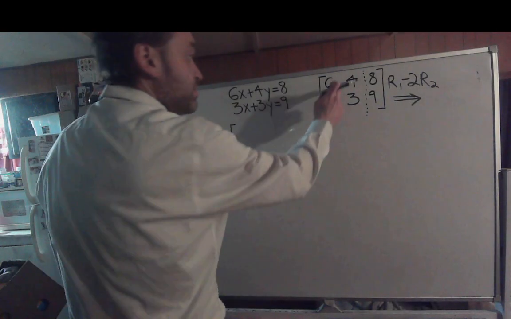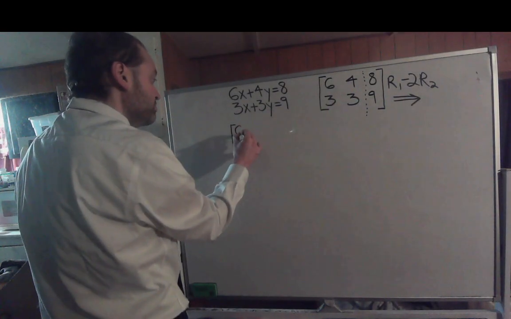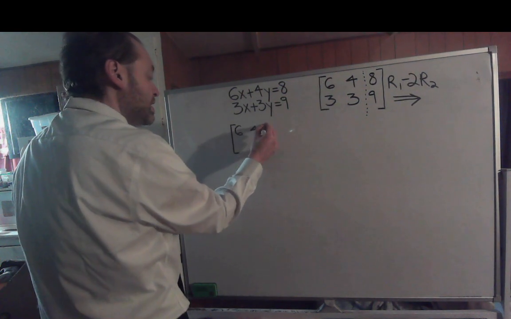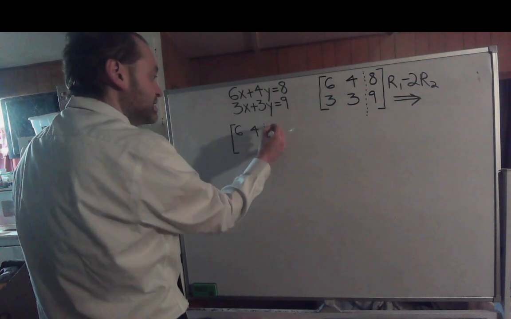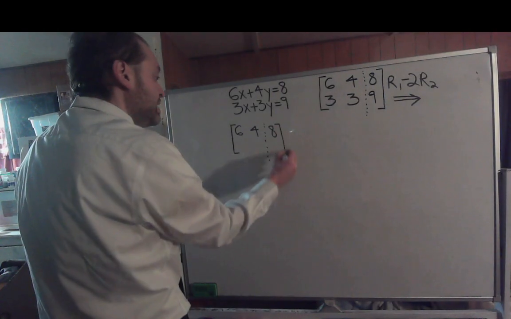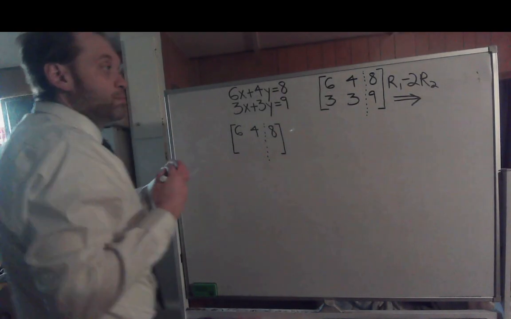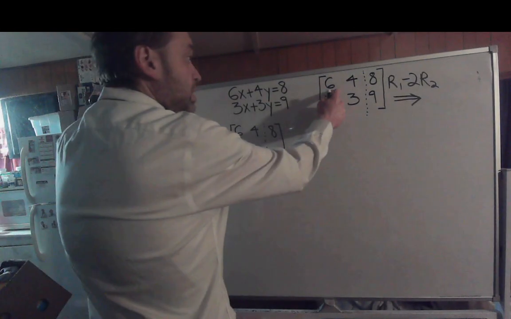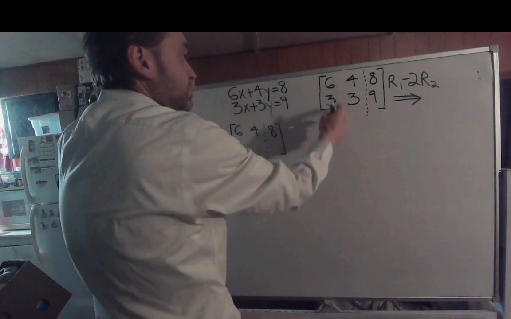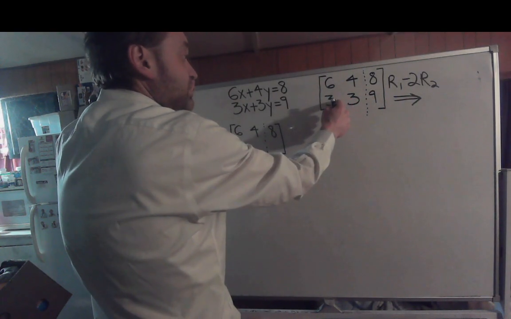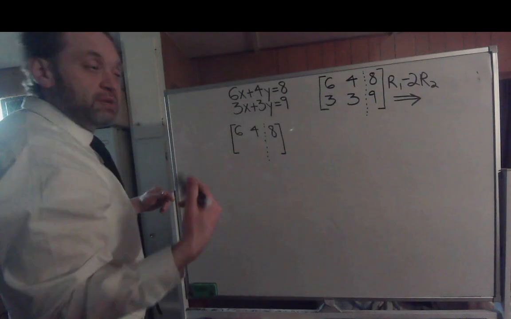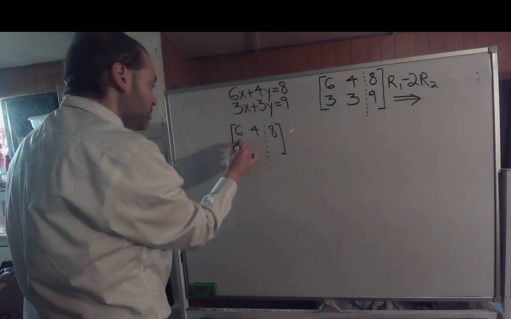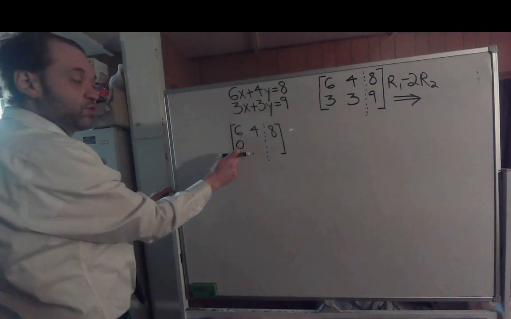When you do that, your first row stays the same for a minute. You'll have 6, 4, and then to the right of the augmented line, 8. Now this is where we perform the elementary row operations. Take your row 1 minus 2 times row 2. So 6 plus negative 2 times 3, that'd be 6 minus 6, which is 0. You end up having a 0 entry in your second row.